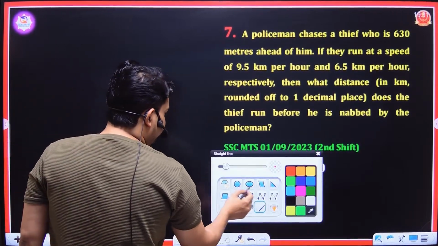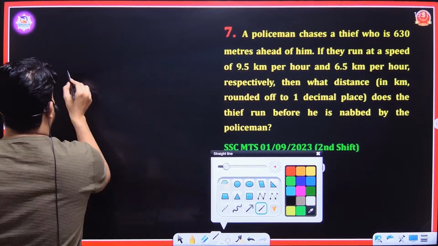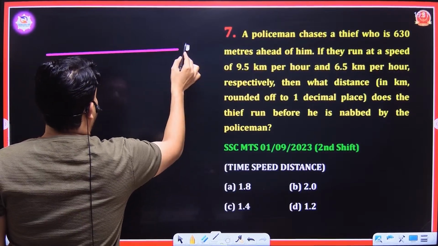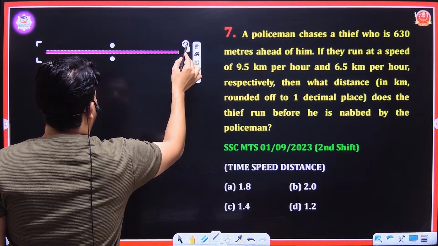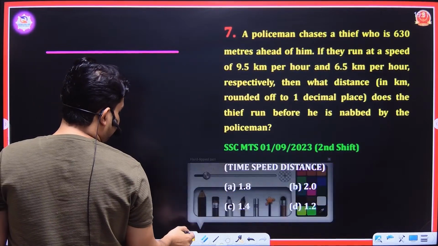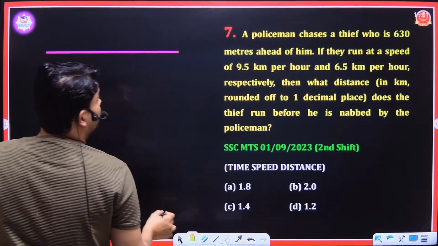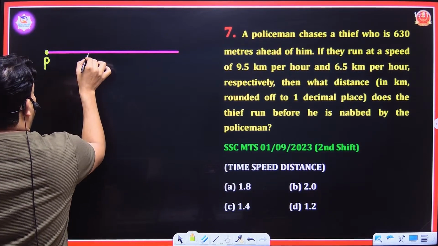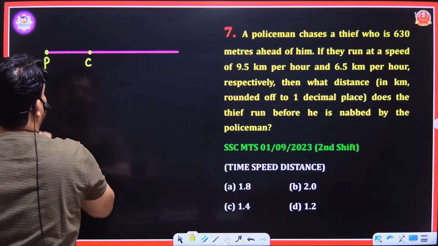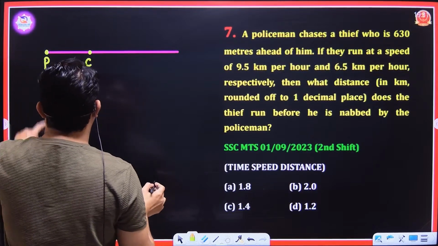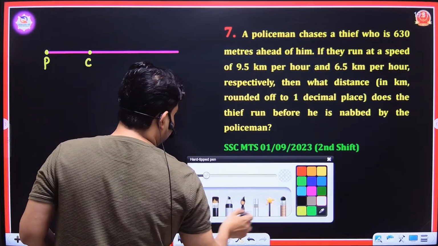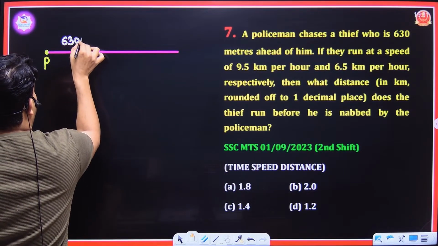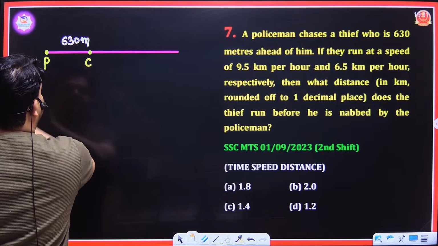See, I will make the pictorial representation of this question. We have a line here. Suppose this is the road on which the policeman and the thief are running. Here is your policeman and here is your thief, and the distance between them is 630 meter.